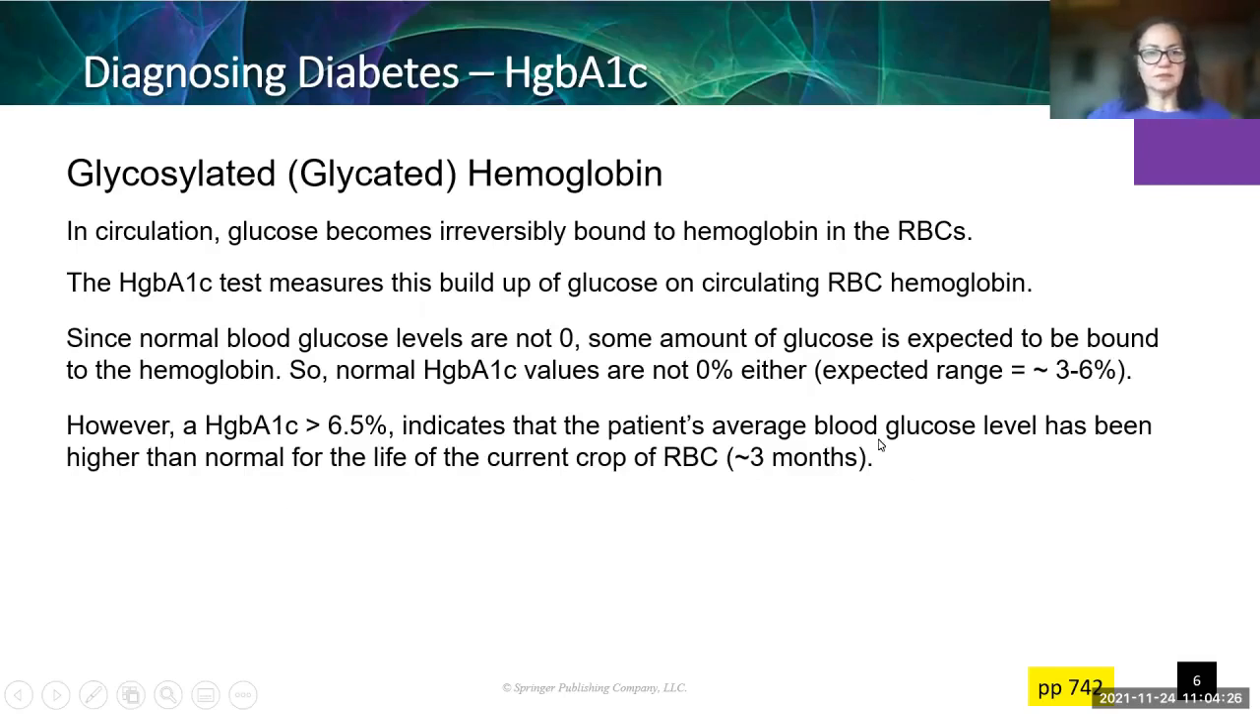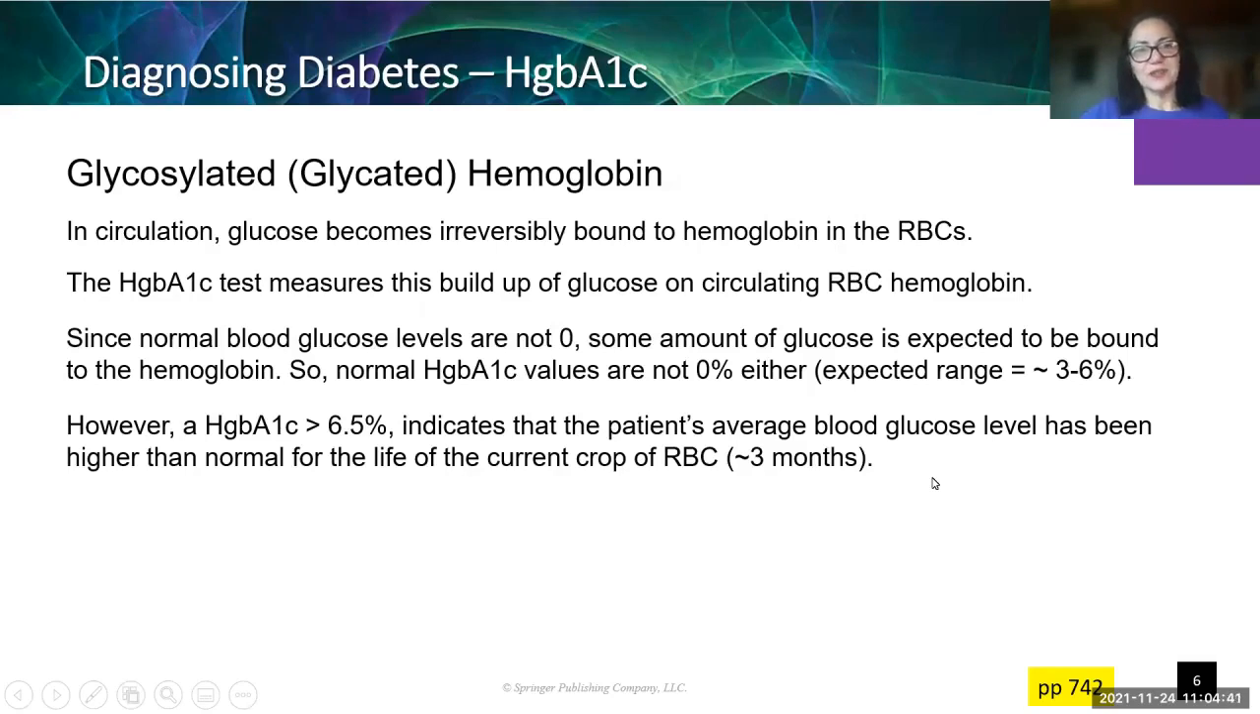Normal. The blood glucose levels have been higher than normal for the life of the current red blood cells when somebody's hemoglobin A1c test is this high.